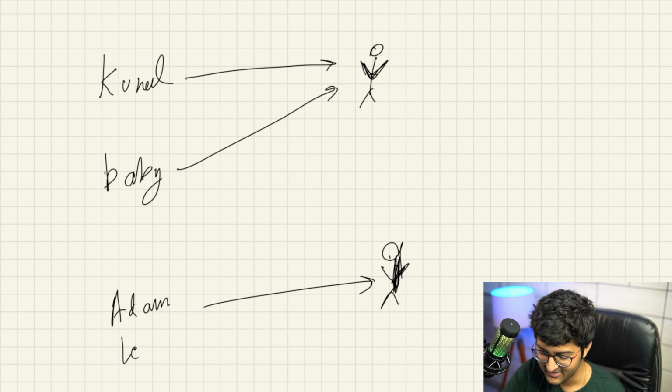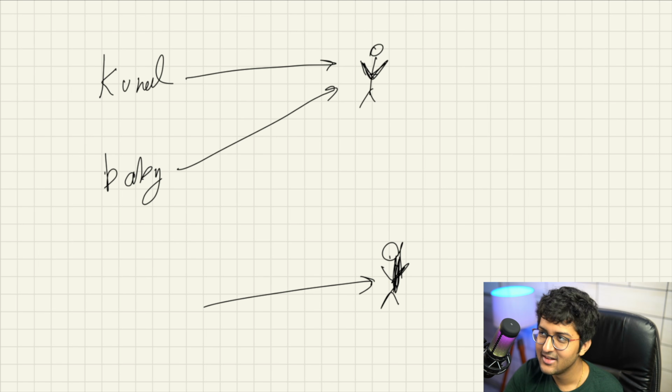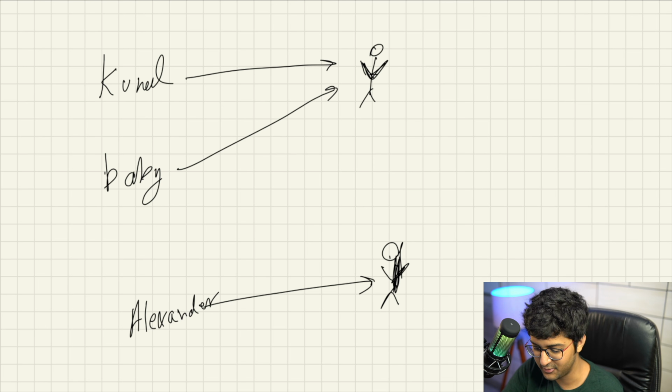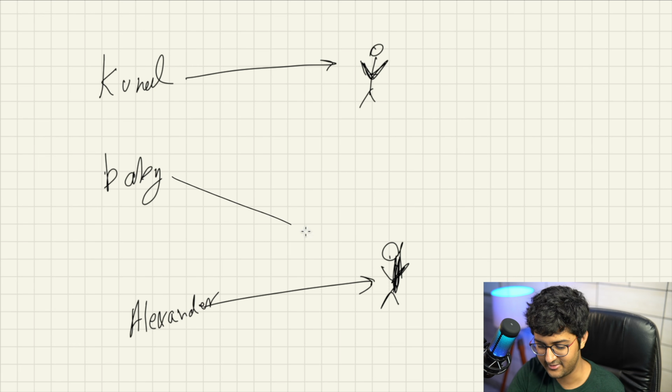Adam Levine is married. Let's take some other example. Who is a popular celebrity who is not married? Or I can just take some random name, okay, Alex or Alexander or something. This new guy comes, and now let's say baby now points towards Alexander.